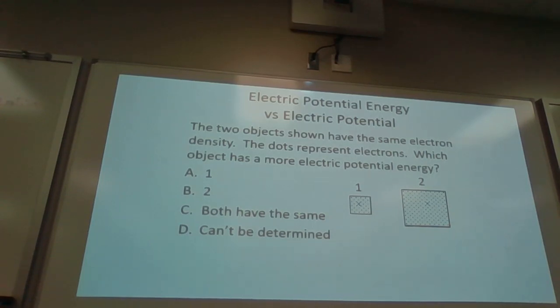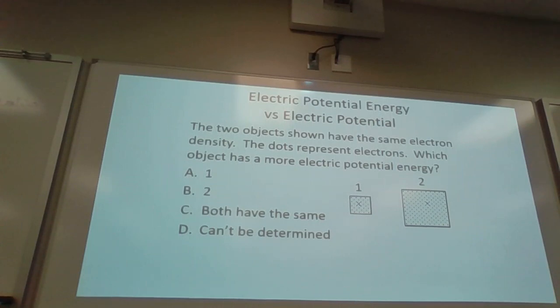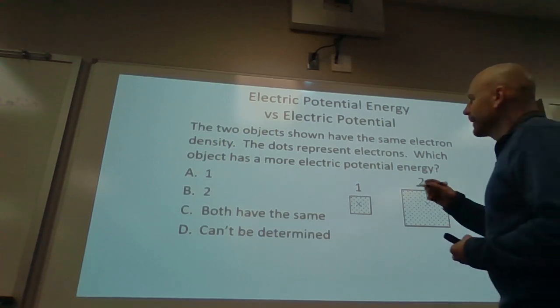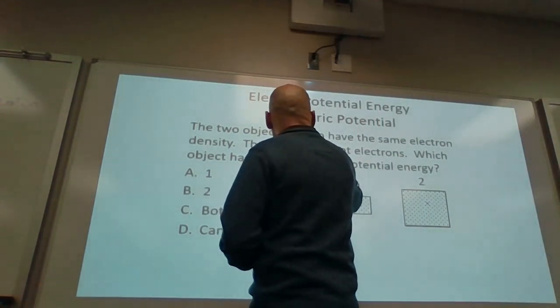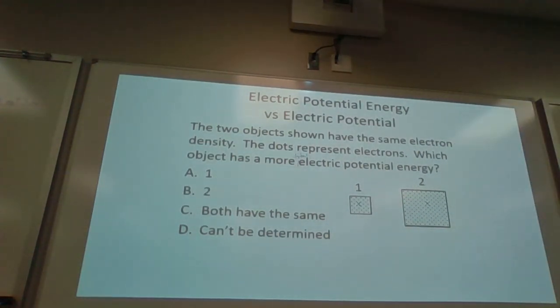Thumbs up when you got a guess. Okay, correct answer is 2, simply because there's more of them. Okay, there's more springs to contribute. You might think of this as the total electric potential energy. You're adding them all together. Okay? That makes sense?